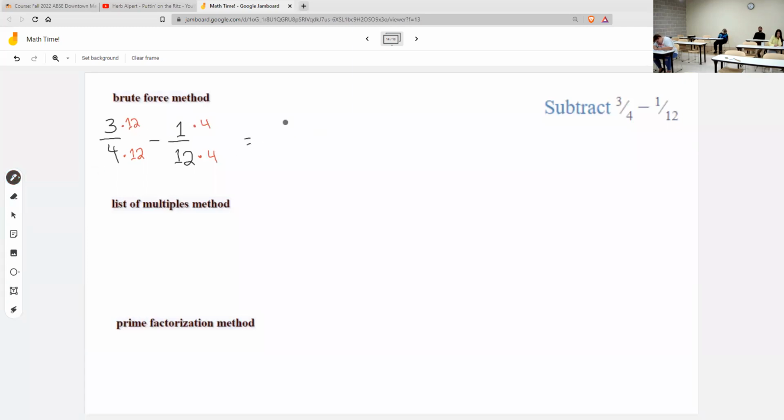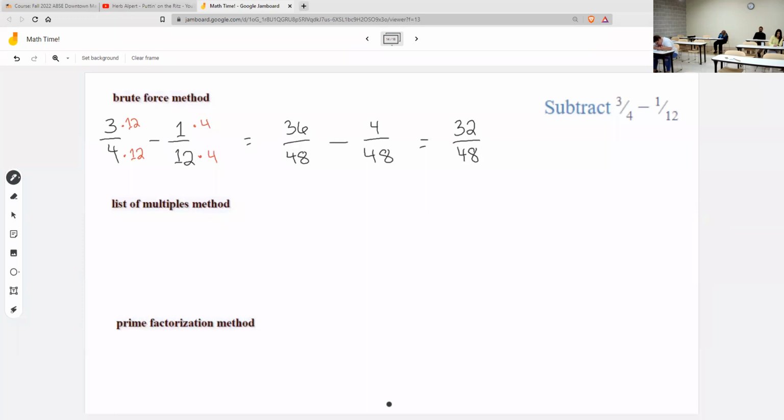3 times 12 is 36. 4 times 12 is 48. Minus 1 times 4 is 4. Oops, over here. And 12 times 4 is 48. 36 of something minus 4 of something is 32 of something.